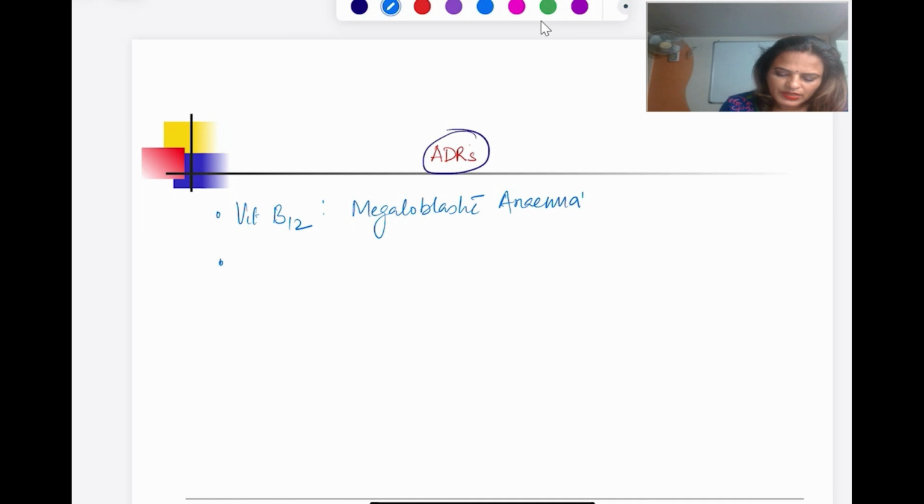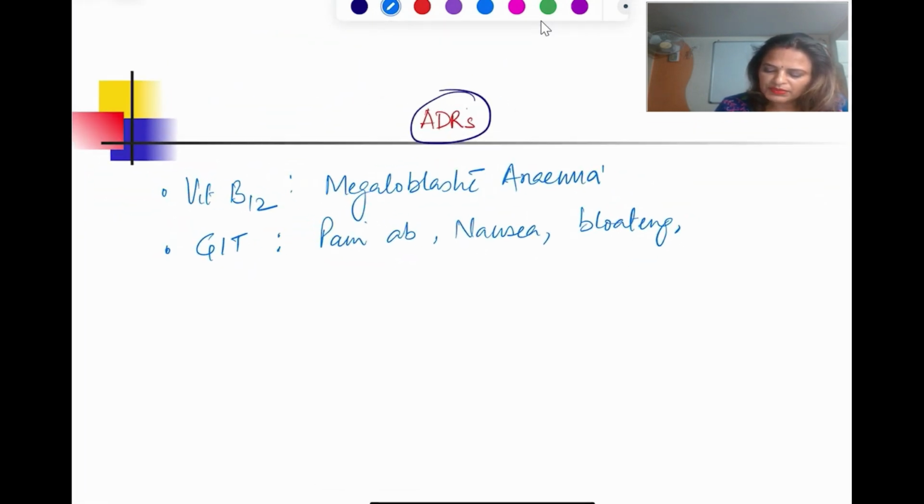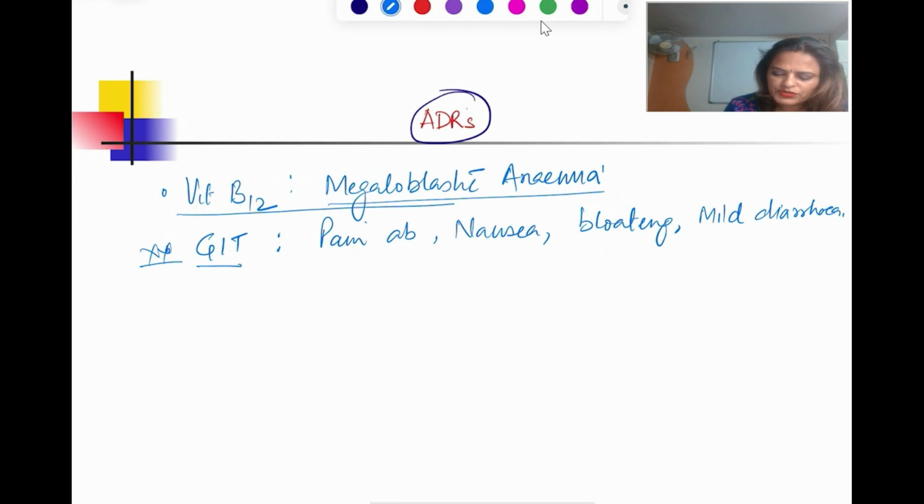Another one is various GIT symptoms like abdominal pain, nausea, bloating, even mild diarrhea. The patient may have mild diarrhea. But all these will be alright after some time. This will be temporary. So these GIT symptoms are just temporary, for a short time. But the B12 deficiency will be there, so you have to put the patient on vitamin B12.